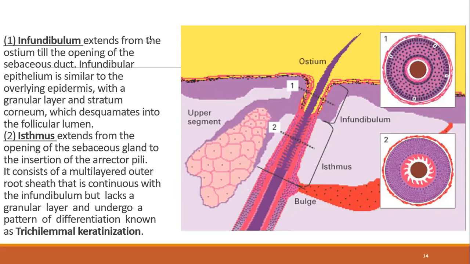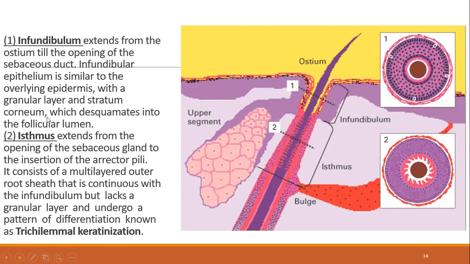The infundibulum extends from the ostium till the opening of the sebaceous glands. Infundibular epithelium is similar to the overlying epidermis with a granular layer. This is the granular layer, and stratum corneum, which desquamates into the follicular lumen. So this is the stratum corneum, this is the granular layer, and the rest is the epidermis. So the ostium or infundibulum has a cross section similar to the cross section of an epidermis.